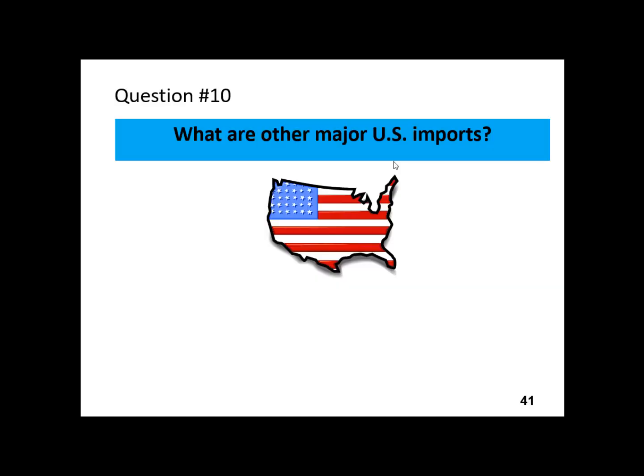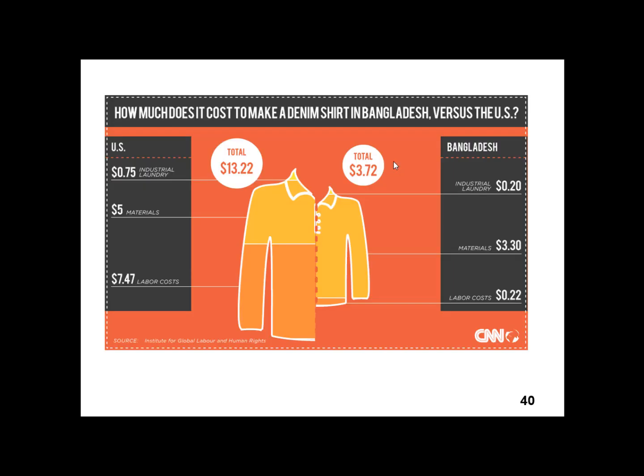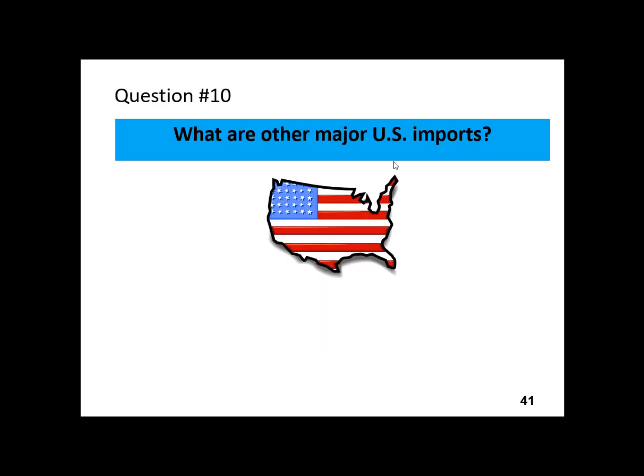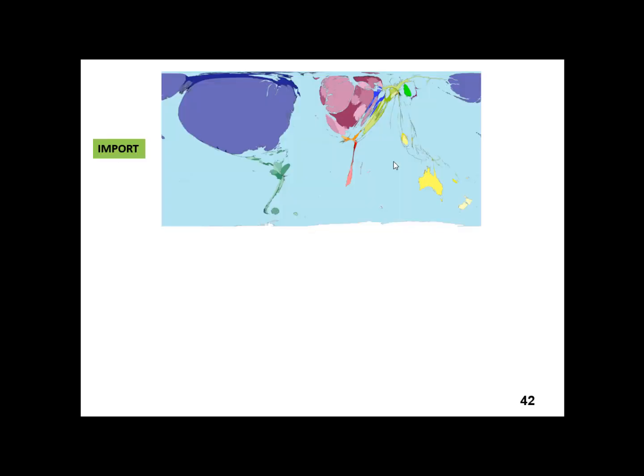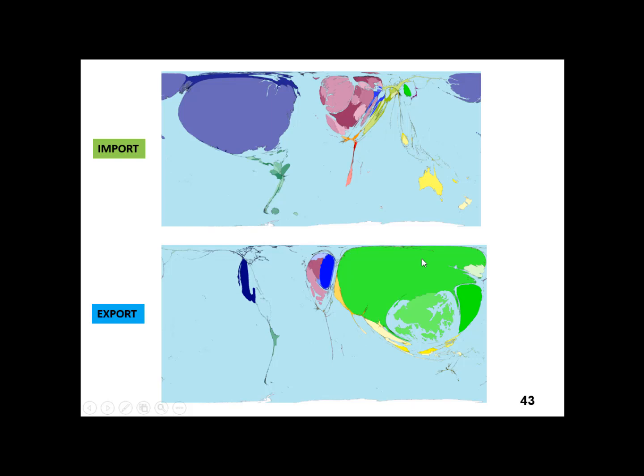So what are other major US imports here for question number 10? You can just copy one of these down as we go through this. We can see that the United States is big time importing this good. The country that's exporting it, China. And this is an example of toys. So a big import for the US would be toys. We buy tons of toys from China.